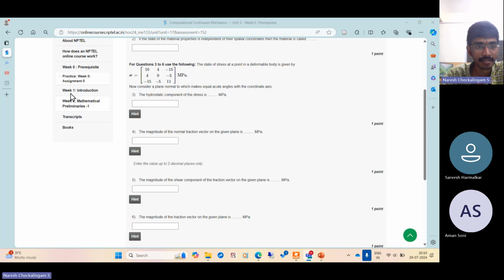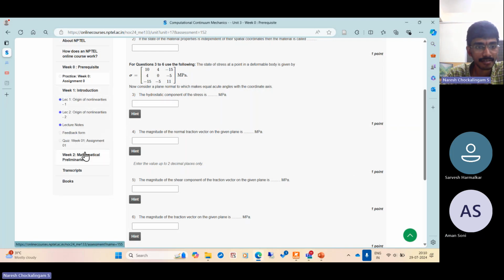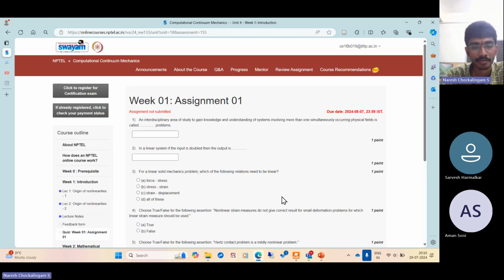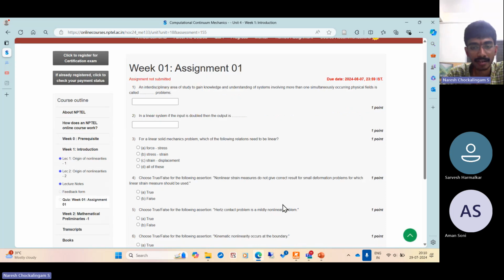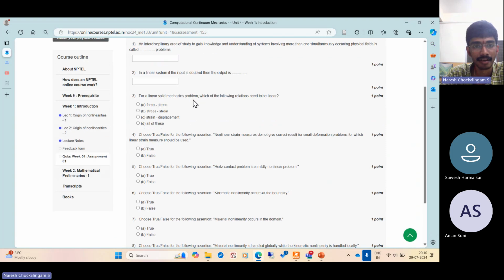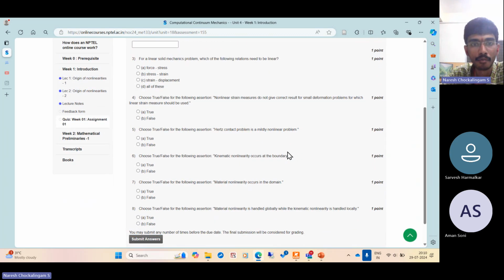For this week's assignment, I think all of you will be able to do it because the questions are directly from the slides. I didn't finish that truss problem. We'll solve it. For this interdisciplinary area, for a linear system, if the input is doubled, the output is doubled. What needs to be linear? That you can do.